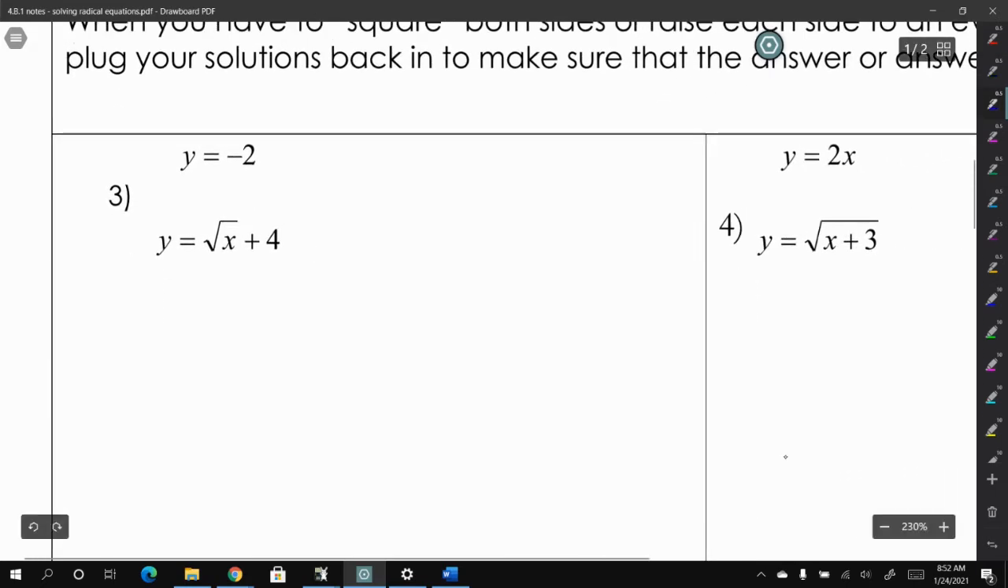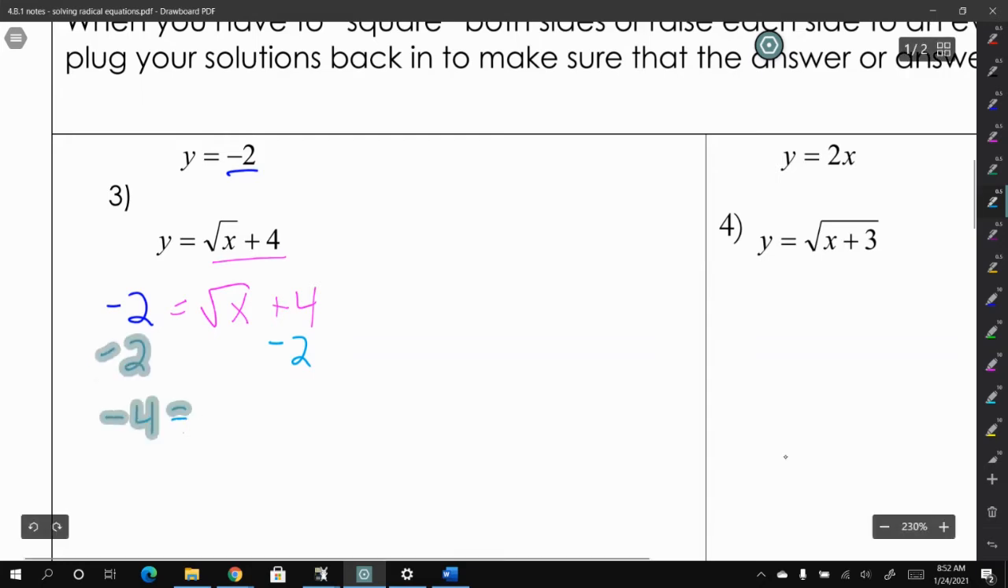So in number 3, we'll have -2 equals the square root of x plus 4. Okay, so we'll subtract 4 from both sides. We get -2 minus 2 is -4.